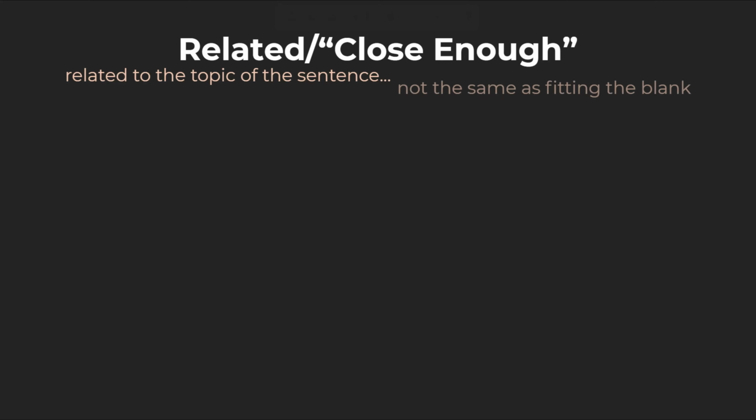We'll begin with related or close enough options. Sometimes you'll see an answer choice that's clearly connected to the topic of the sentence, and it feels tempting to choose it just because it fits the general subject matter. But a word being related to the topic is not the same as a word fitting the blank. In fact, sometimes the test will intentionally use a word that's related to the topic of the sentence in an attempt to confuse you. The missing word needs to create a very specific meaning in context.